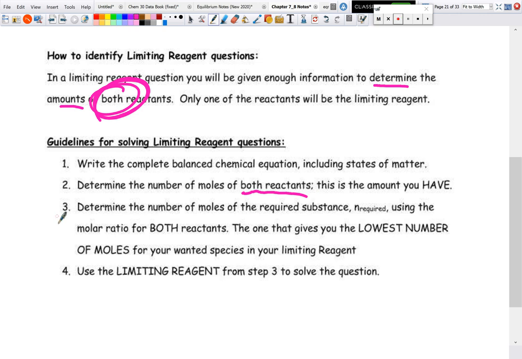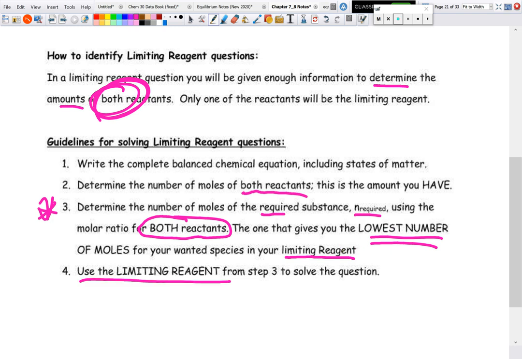Now, step number 3 is the new step, but only the second half of it is going to be new. In step 3, we determine the number of moles of our wanted or required substance using our mole ratio, but for both reactants. So we're going to do that calculation twice. What you're looking for is the one that gives you the lowest number of moles of your wanted species. This is your limiting reagent, and we use the lowest number from step 3 in step 4 to solve the question.